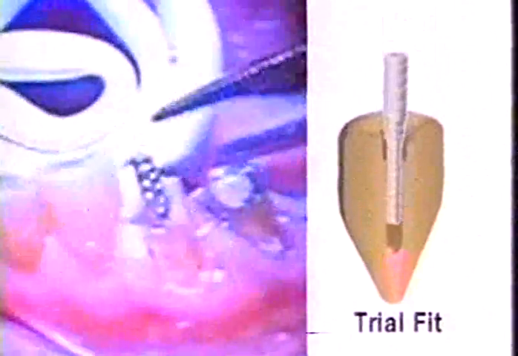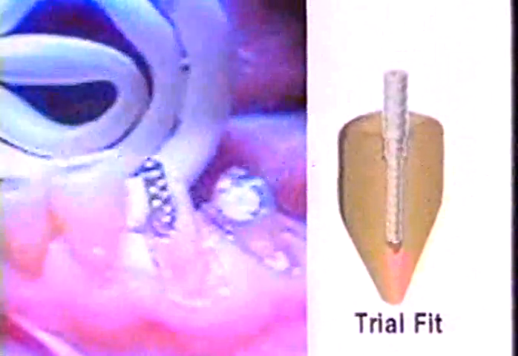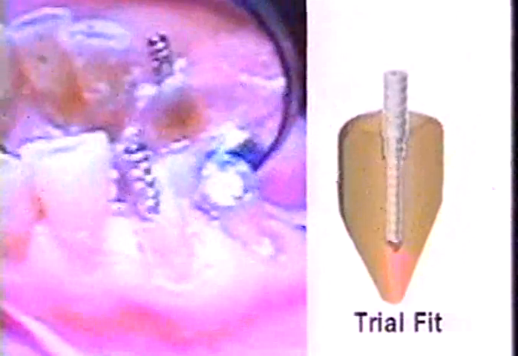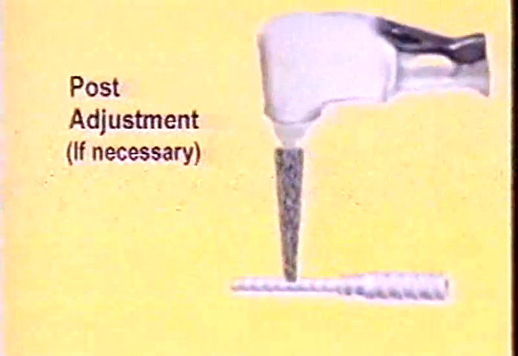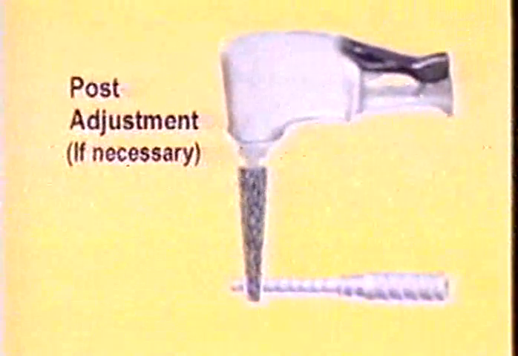The post is now placed into the canal to ensure proper fit. We want to make sure that the second tier is fully seated and we have enough occlusal clearance. If the post is too long for the post hole and the second tier of the post is not fully seated into the second tier preparation, the post must be shortened. The post is adjusted by grinding the apical end until the second tier fully seats into the preparation.